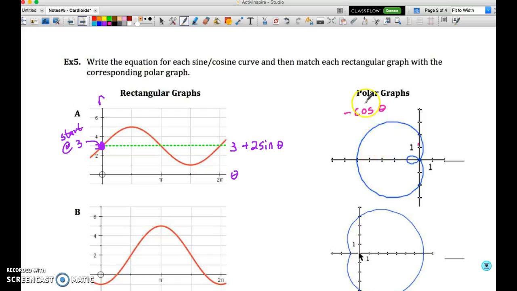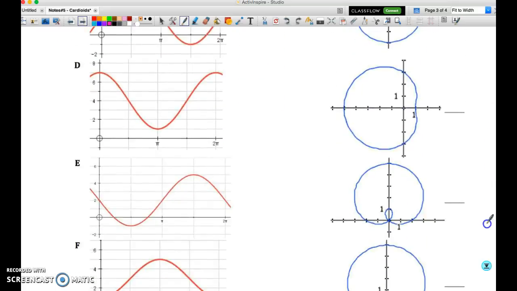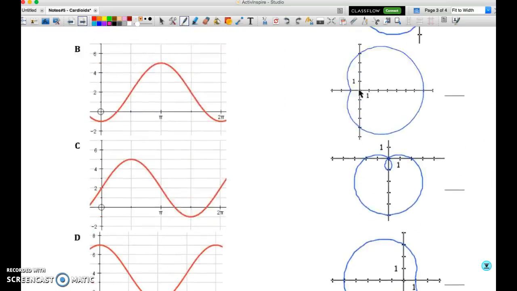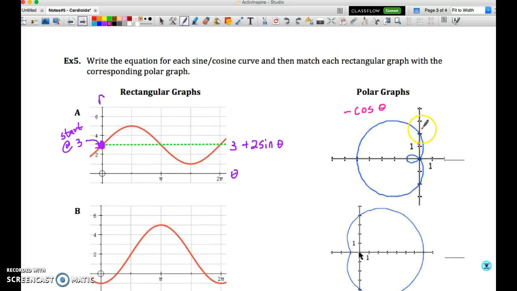And so these are the kinds of clues that you're looking for as you try to match each of the 6 rectangular functions to their corresponding polar graph. So go ahead, using those kinds of clues, and see if you can match those, and I'll complete that off screen and come back to you in a couple of minutes' time.